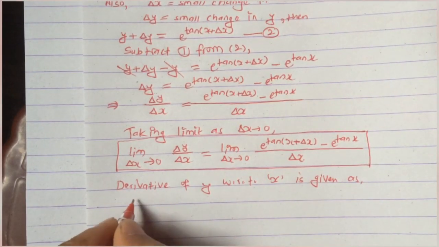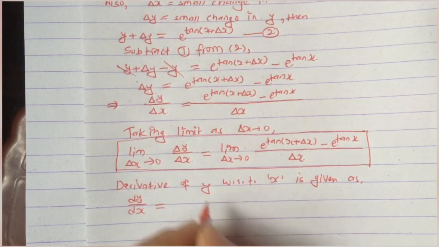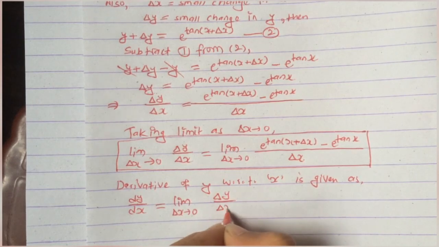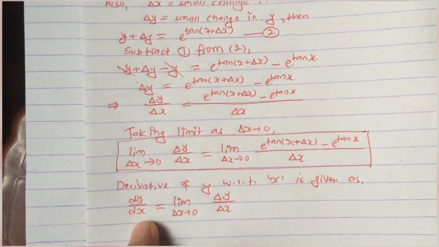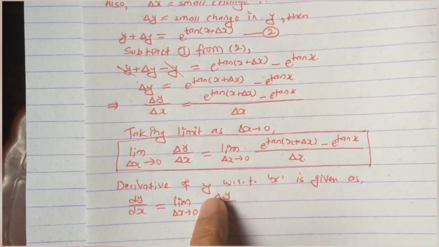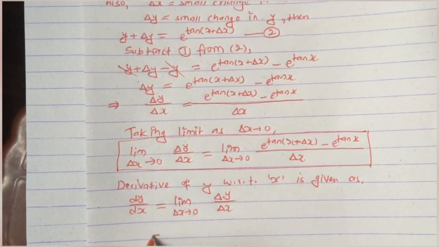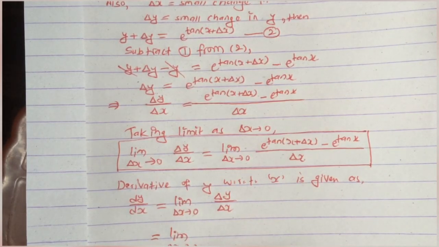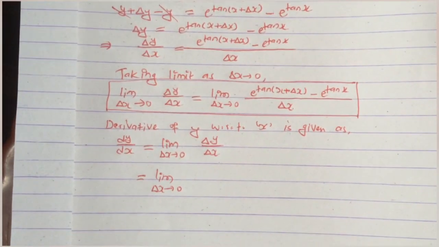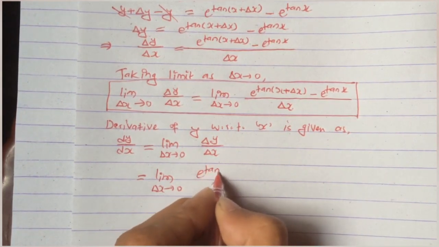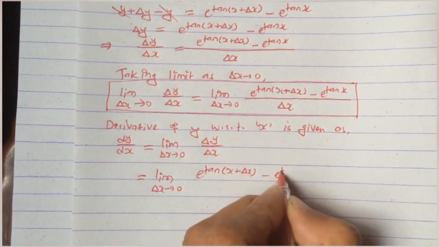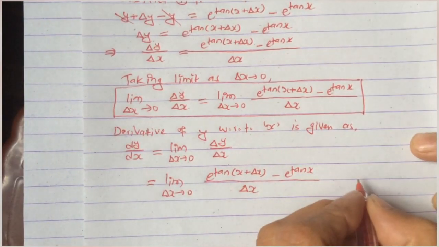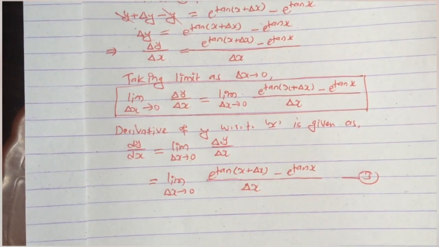Now the derivative of y with respect to x is denoted by dy by dx, and this equals limit del x tends to 0 of del y by del x. And from the highlighted bracket you can insert the value of limit del x tends to 0 of del y by del x as limit del x tends to 0 of e^(tan(x plus del x)) minus e^(tan x), the whole divided by del x. Let this be equation 3.